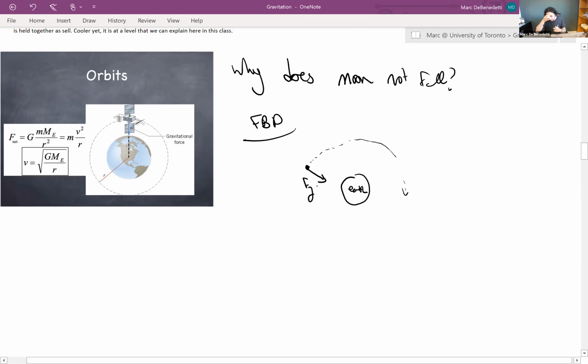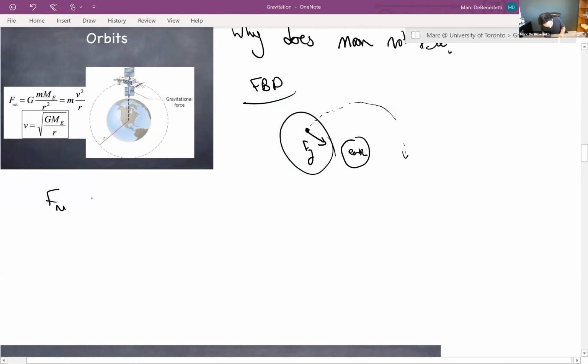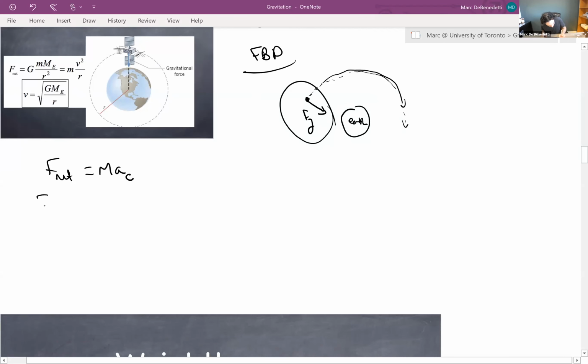A common misconception is people think that in space there's no gravity. That's completely false. There's absolutely gravity in space. We feel weightless in space because there's no normal force, but there's gravity. So if you draw a free body diagram of the moon, there's really only one force. It's just gravity. There's no friction, there's no normal force. So F net equals ma. I know the trajectory is circular motion, so it's going to be centripetal a, and the net force is gravity.